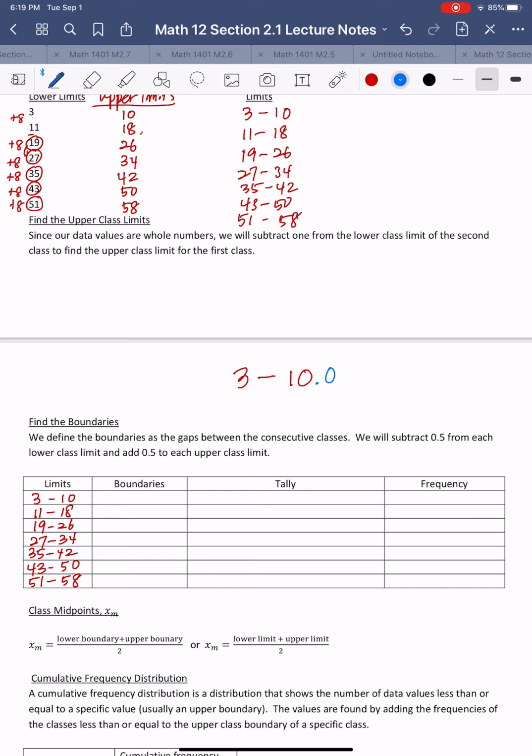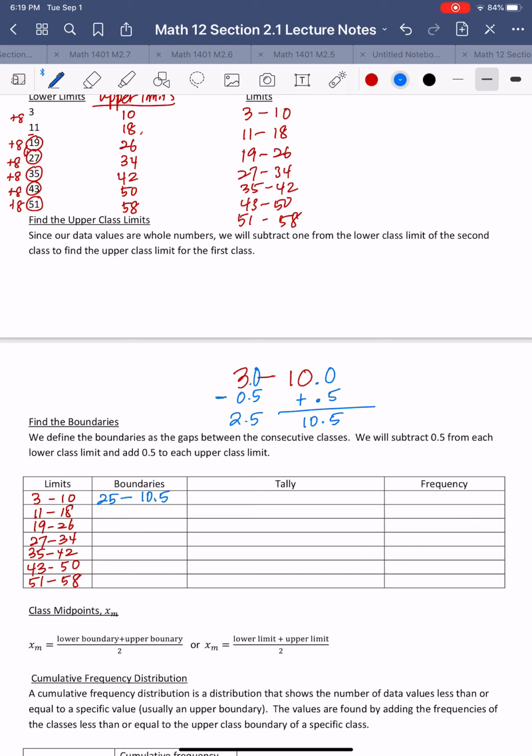So adding the 0 after the decimal point, adding the 0 after 3, and then for the upper class limit, you add 0.5, which is 10.5 as an upper boundary, and for the lower boundary, you subtract 0.5, which gives 2.5. So the boundary should be 2.5 to 10.5.